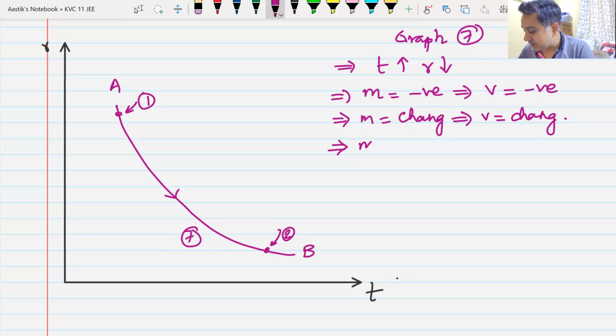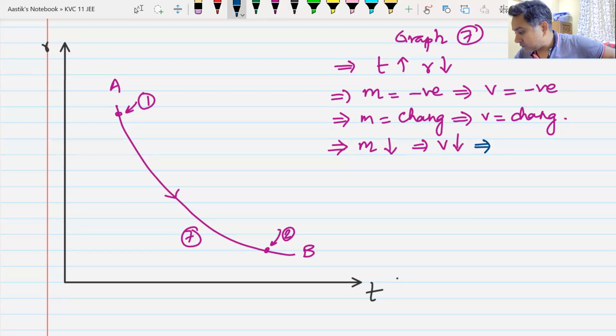Yes. So the slope of the graph is decreasing. That means the velocity of the particle decreases. What can you say about the acceleration then? Negative. Acceleration is positive.